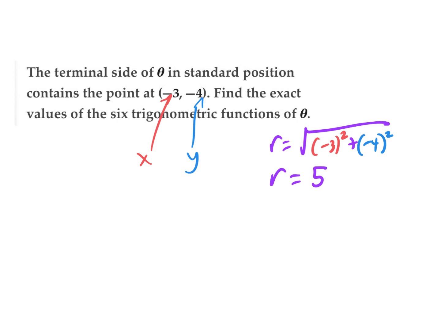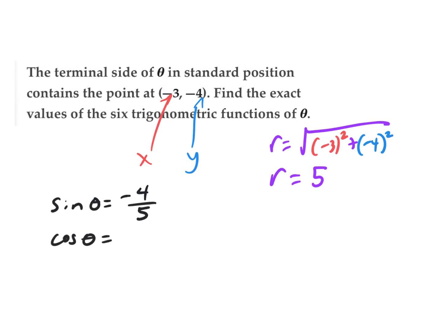So when I go through and do this now, okay, I can say sine of theta. Well, is sine y or x? Y. Okay, so this is -4, because that's y, over 5. Why would it be negative? Because y is negative. It's straight up y over r. Y is negative. Okay?